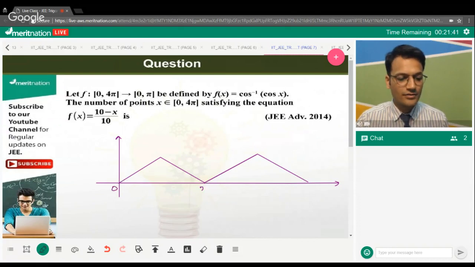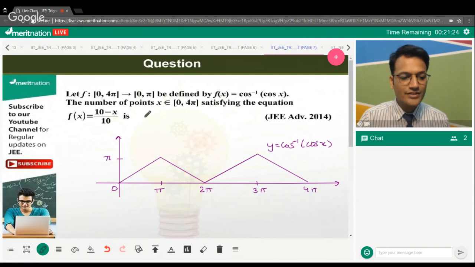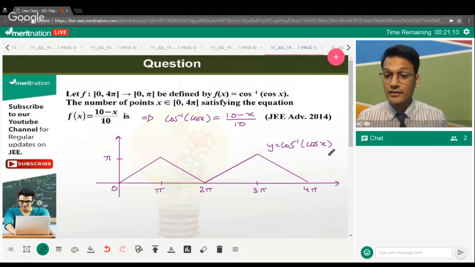Okay, so this is 0, this is 2 pi, this is 4 pi. From 0 to pi. This is pi, and this is 3 pi. Right, so this is the graph of cos inverse of cos x. Y is equal to cos inverse of cos x. Now, basically, the question is saying that when can this be equal to (10 minus x) upon 10?